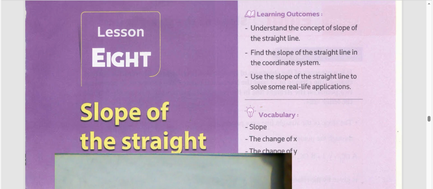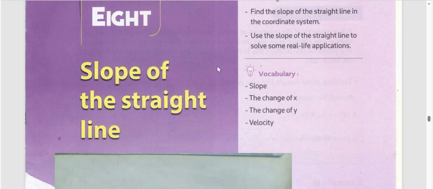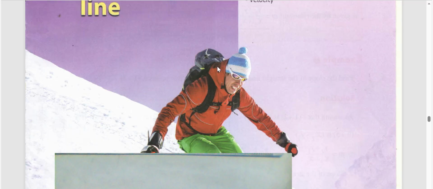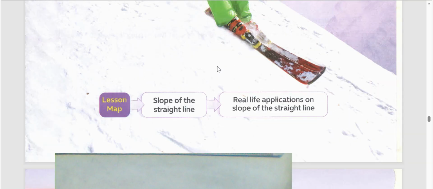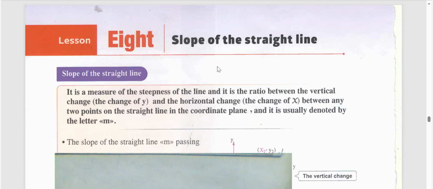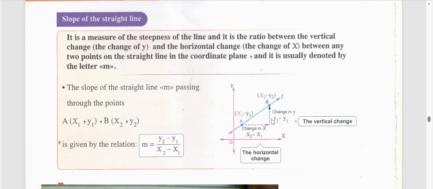Today we'll explain from the Moasser book, lesson number 8, the last lesson, geometry, about the slope of a straight line. We can find the slope by writing the difference between y2 and y1 over x2 minus x1. Look with me, it's a measure of the steepness of the line, like this straight line L. The ratio between the vertical change of y and the horizontal change of x. We can find the slope: y2 minus y1 over x2 minus x1. We call it the rise over run.